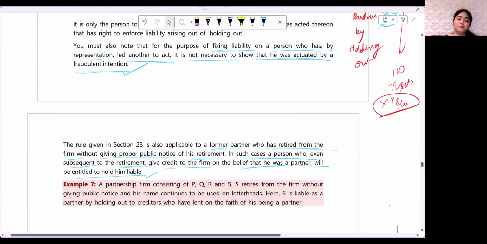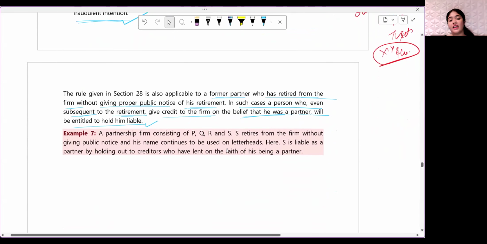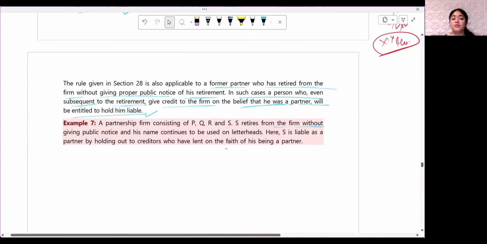Let's see this example. A partnership firm consisting of P, Q, R, and S. S retires from the firm without giving public notice and his name continues to be used on letterheads. Hence, S is liable as a partner by holding out to the creditors who have lent on the faith of him being a partner.